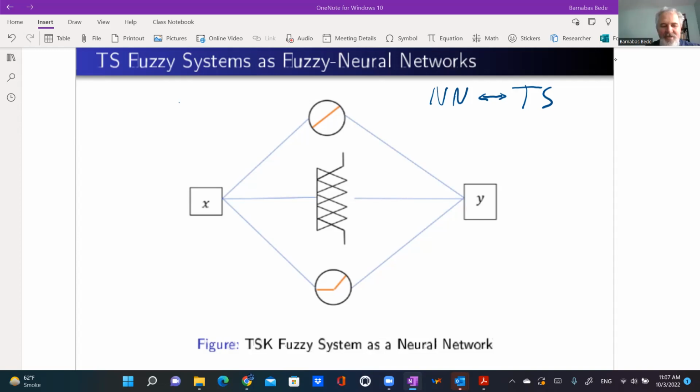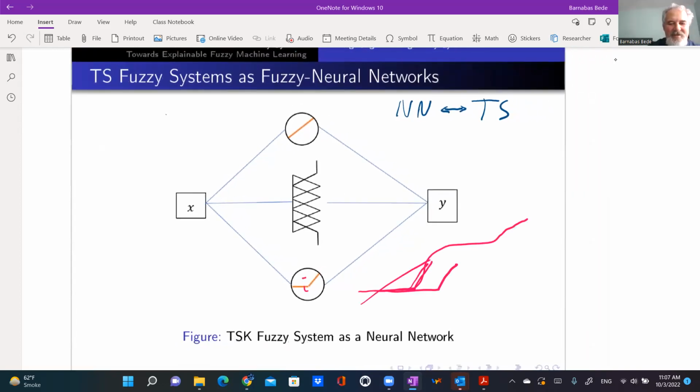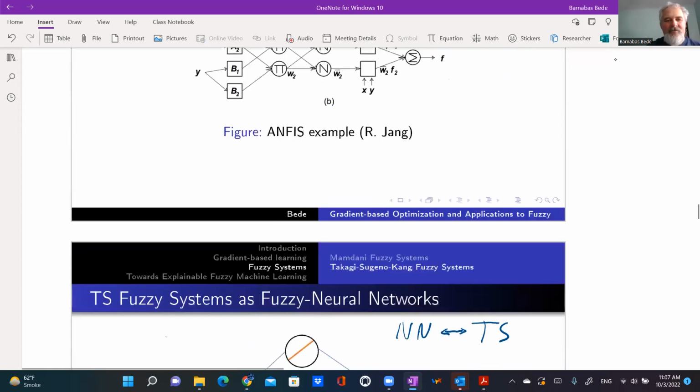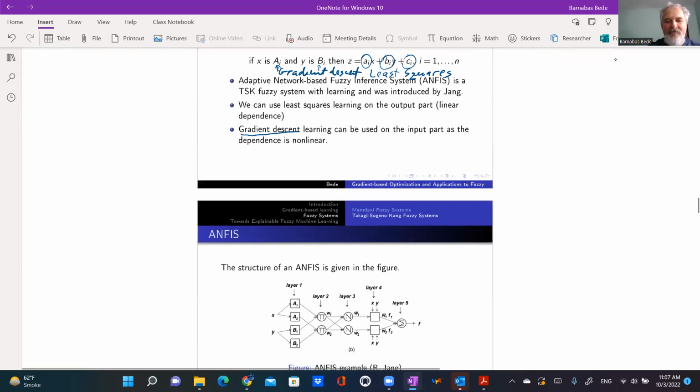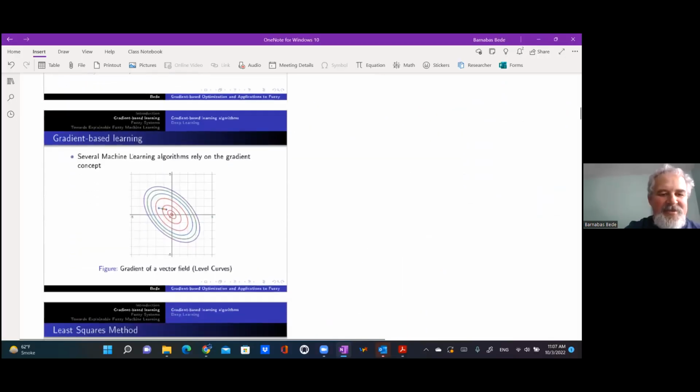I was a bit fast on these. Well, I guess we had someone ask about backpropagation. Yeah, sure, I'm glad to. Let me go to those slides. I went a bit fast on those.